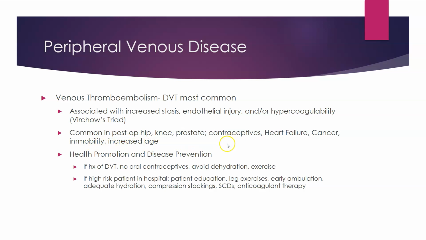So what do we do with this one? Well, of course, trying to prevent it. Trying to get people up and active as much as possible. Avoid dehydration. Keep them exercising. Watching oral contraceptives because that has an increased risk for our DVTs. So if they are high risk, you might do a lot of patient education, leg exercises, early ambulation, definitely keeping them hydrated, compression stockings, SCDs, and anticoagulant therapy.